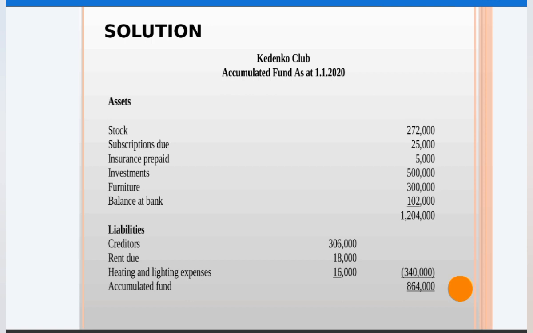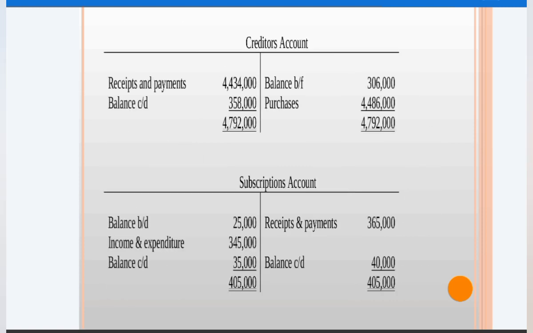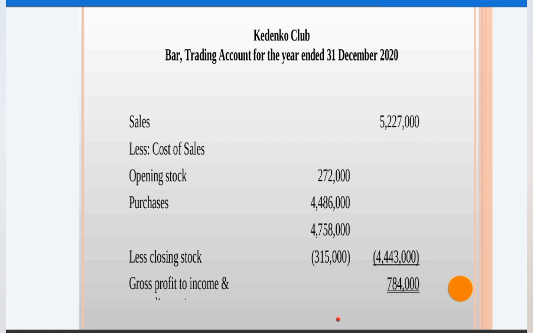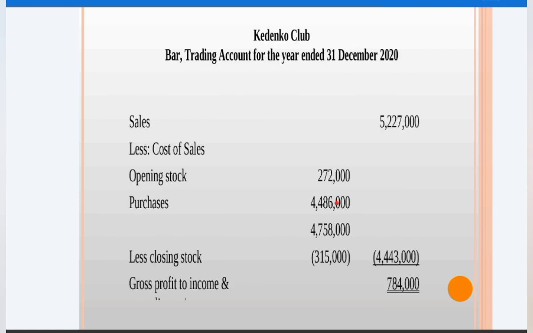You can see from our additional information, the opening stock is 272,000, and the closing is 315. So at this point, we have the 272,000 as the opening stock. For the purchases, we found this figure from our creditors account, 4486. So we bring it here, 4486. So when we total 272 plus 4486, the goods available for sale will be 4758,000.